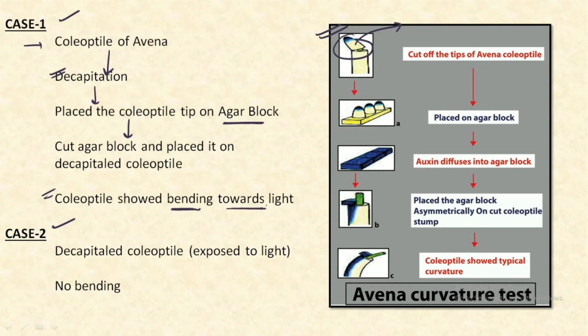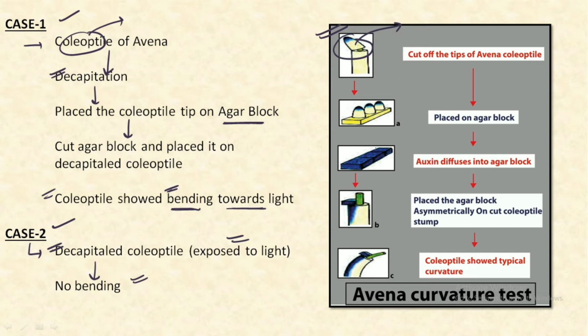To prove this experiment, the second case that was framed was that the decapitated coleoptile was exposed to light and there was no bending seen as a result. So this concluded that there is some hormone or chemical present in the coleoptile, at the tip of the Avena grass, that lets the plant bend towards the light source.